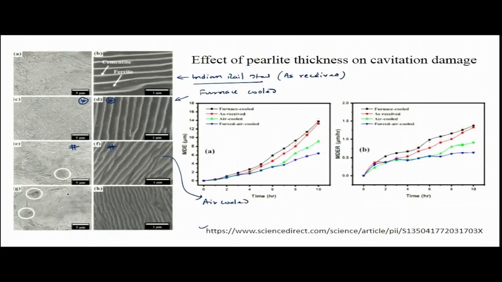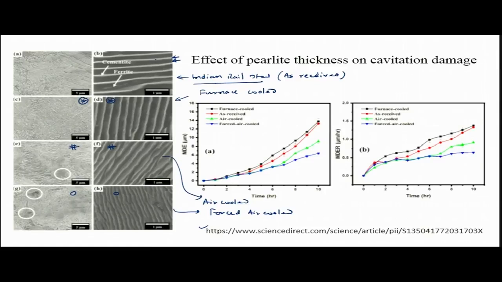And if we consider this and this, so this is forced air cool. And you could see the fineness gradually, the interlamellar spacing. So, these are interlamellar spacing. This is the cementite lamellae and this is the ferrite lamellae. So, those spacings are actually coming closer and closer, and in case of forced air cool, it is the closest.